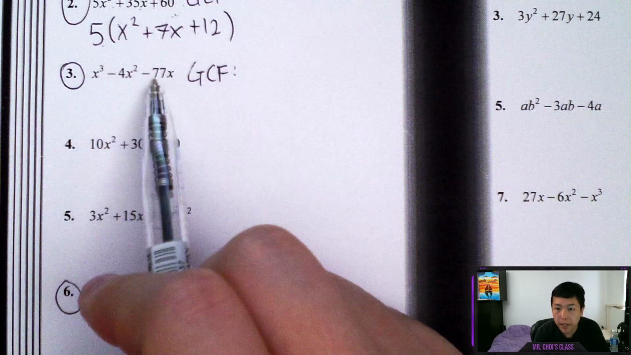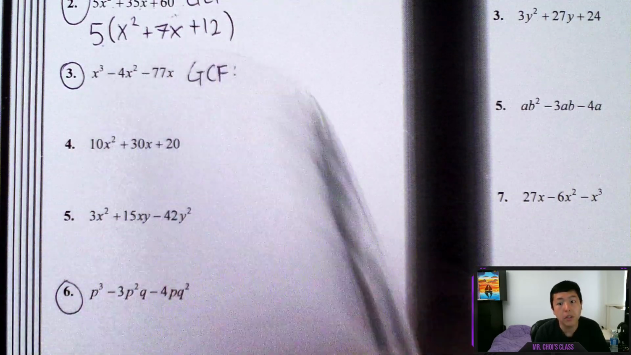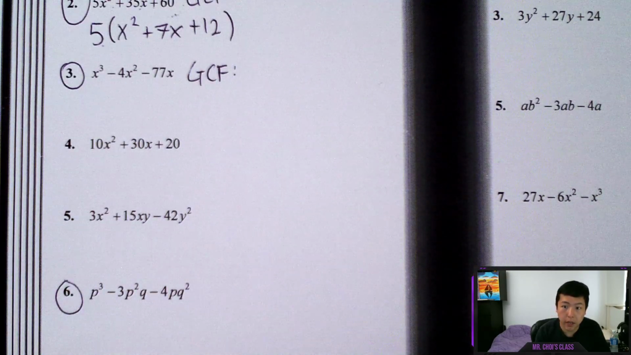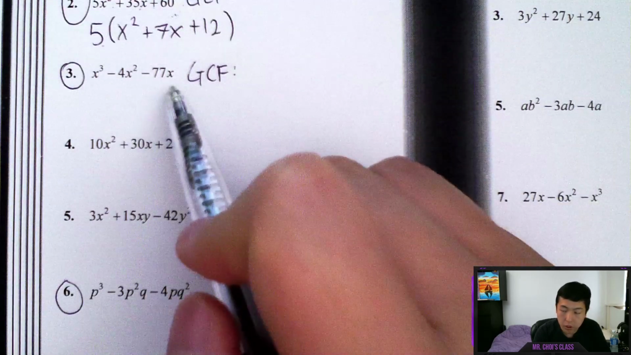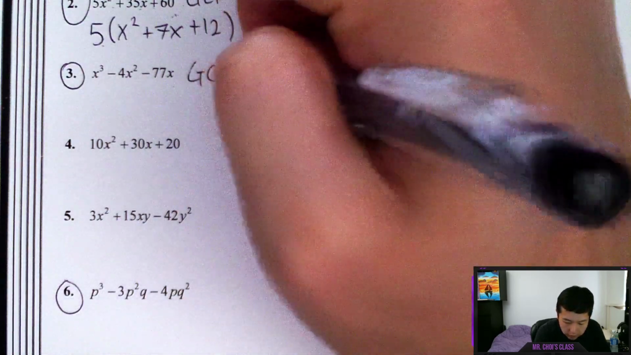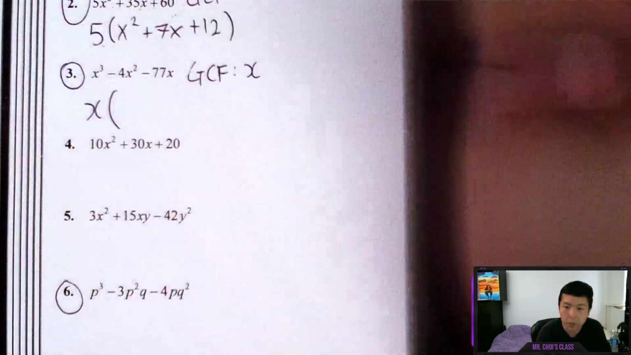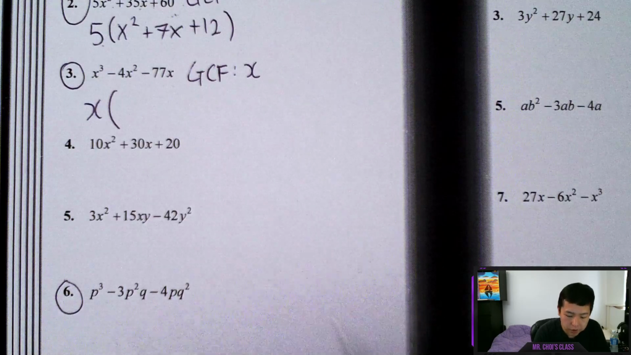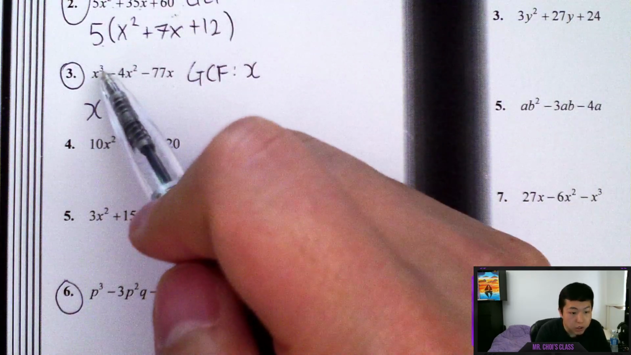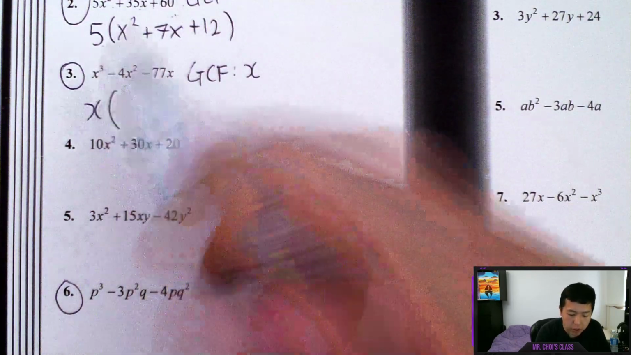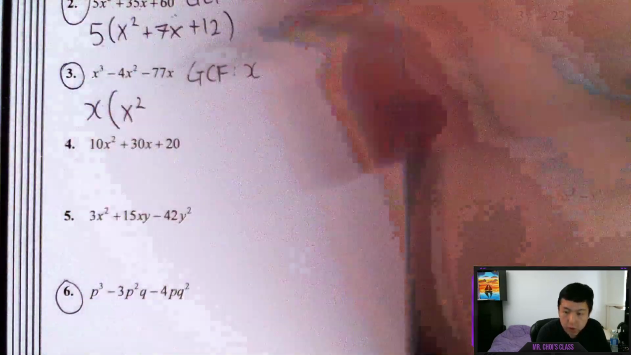Do all of them have x's? Yes. What's the smallest exponent of x? 1, which is just the x, which means the GCF is just x. So we're going to pull out an x, and then we're going to divide all of them by x. So when we divide, we just subtract. 3 minus 1 is 2.